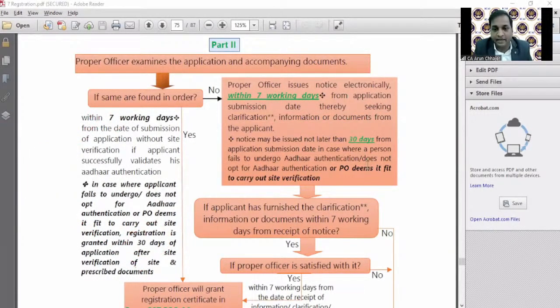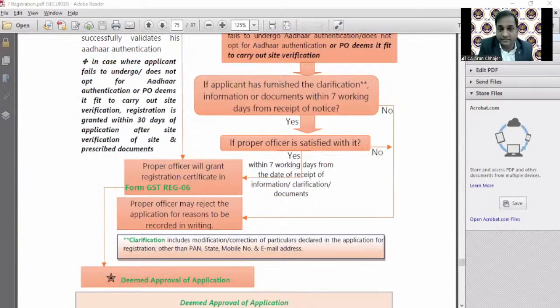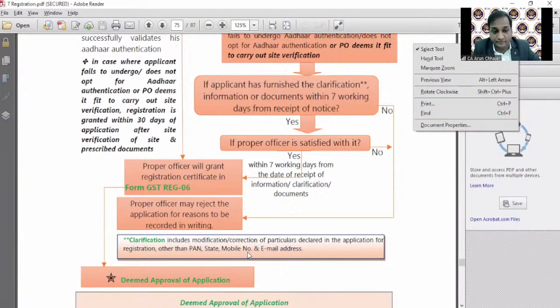After receiving this notice, the applicant has to furnish the clarification within 7 days. One of the participants has asked, sir, what is the time limit to give the clarification? The officer has issued the notice to me, and I will give the reply within 7 days. Now it is the responsibility of the officer to accept or reject within 7 days. If the officer is satisfied, then approve in REG-06. If not satisfied, the proper officer may reject, for reasons to be recorded in writing. This is the process of application.